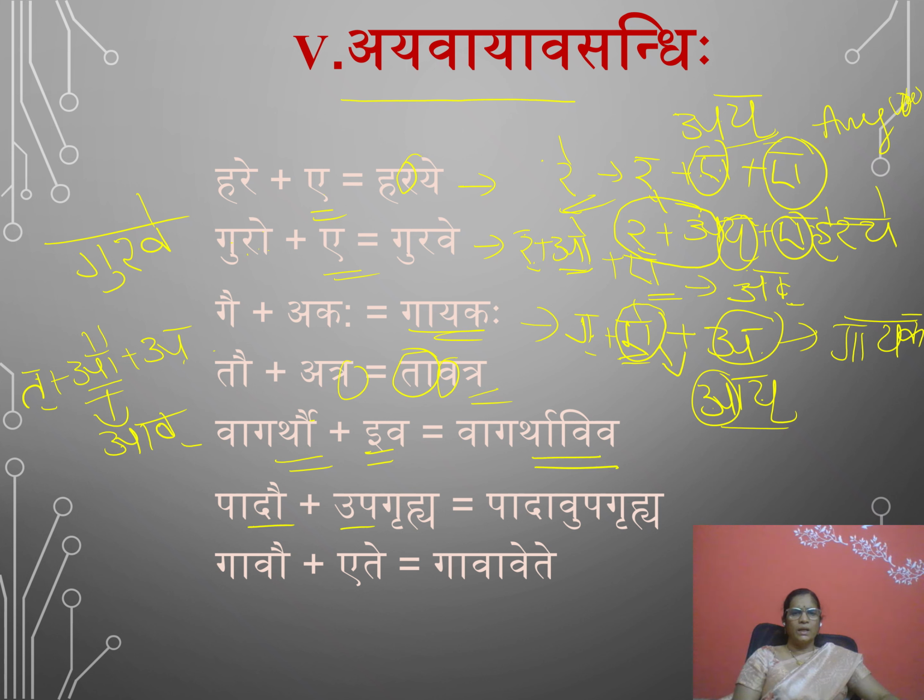Then in the place of au, av we will get, here vagardha viva. Padau upagrihya. Padau, the word ended with au. The second word upagruhya started with a swar. Then in the place of au we got av, pada, upagruhya. Next, gavau ete. Gavau, the word ended with au. The second word started with e swar. Then in the place of au we got av, gavavete.